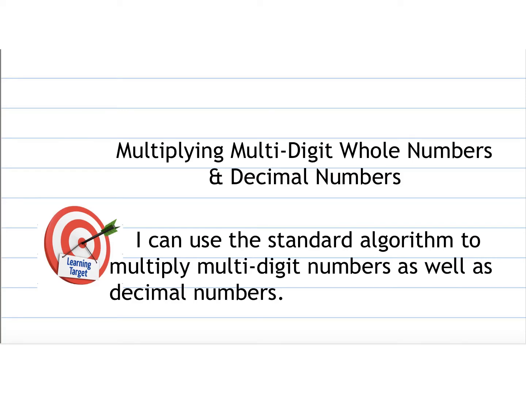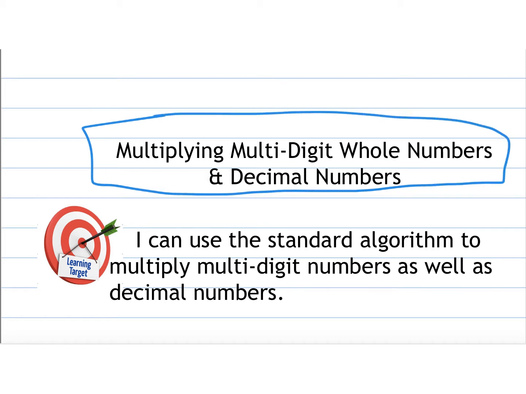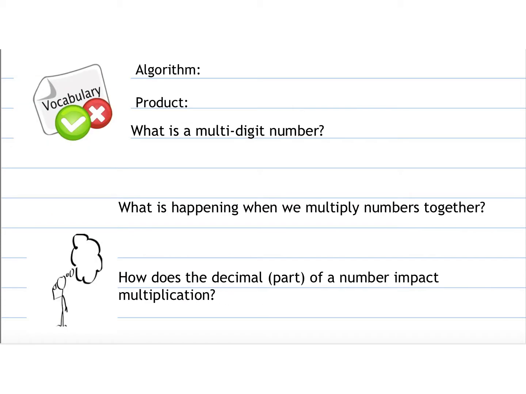Hello, sixth graders. Today we are looking at multiplying multi-digit whole numbers and decimal numbers. So open up your notebook to the next blank spot, and your title that you need to write across the page is this: multiplying multi-digit whole numbers and decimal numbers. And the learning target, you do not have to write that down, but the learning target is I can use the standard algorithm to multiply multi-digit numbers as well as decimal numbers.